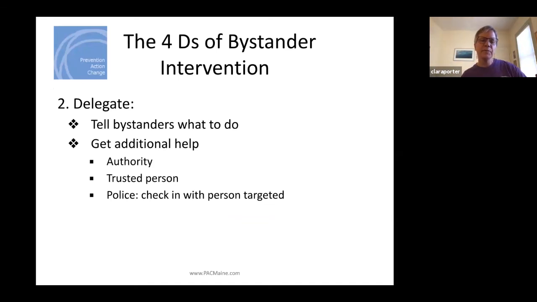And so the next one would be delegate. That's getting other people involved, telling bystanders what to do. Often, at least in this country, we refer to first aid training because that has this piece of how to get other people involved.